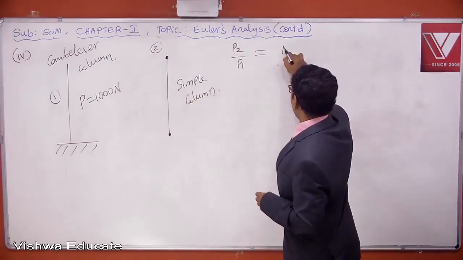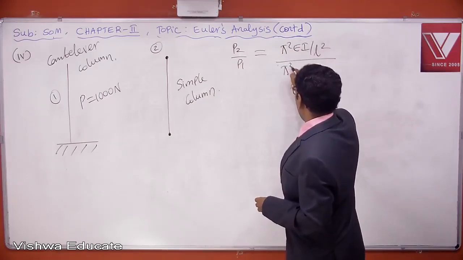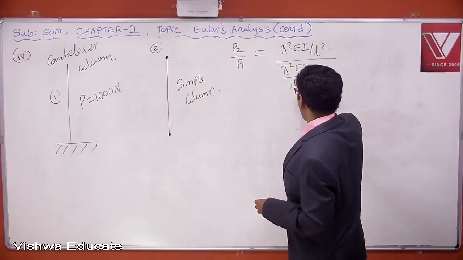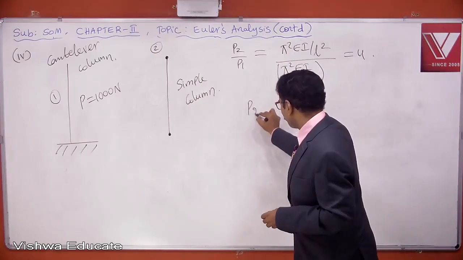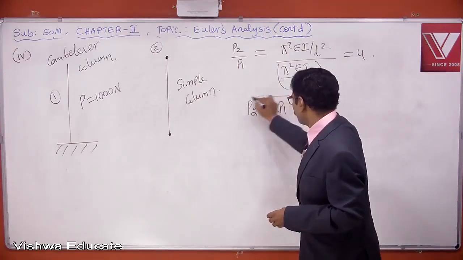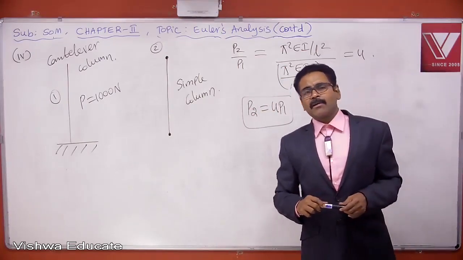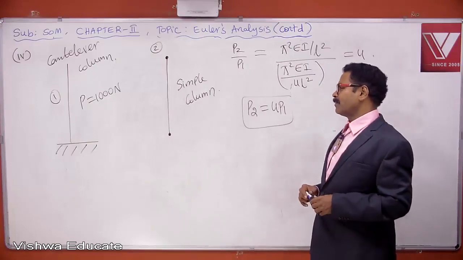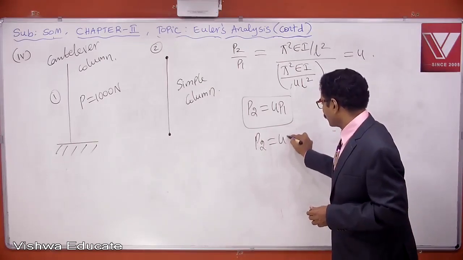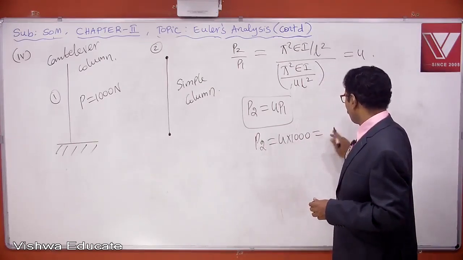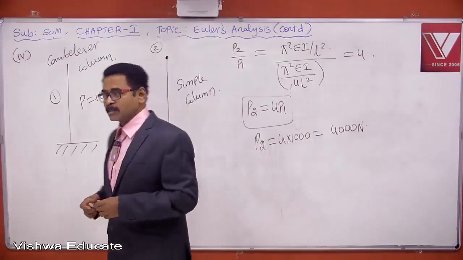So P2 is pi square EI by L square. P1 is pi square EI by 4L square. That means how many times? 4 times. So critical load of simple column is 4 times of critical load of cantilever column. That means in this case, P2 will be equal to 4 into 1000. How much? 4000 newtons. Critical load of this column is 4000 newtons. Please copy this also.